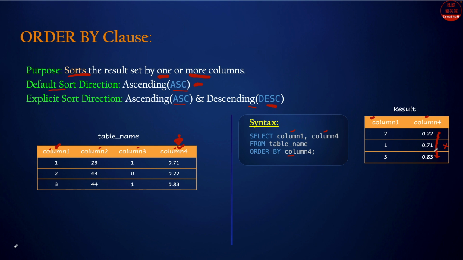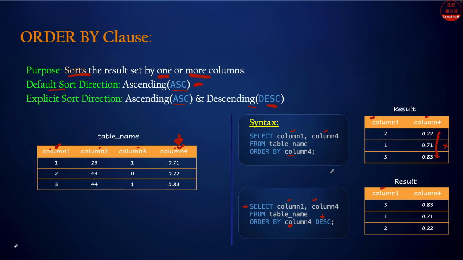Now you want to do it in reverse. Let's say you want to sort the table, but it should be in descending order. How will you do that? Again, you will write your SELECT statement. You will take column 1 and then column 4 from the table name, and you will say ORDER BY using column 4, but here you will mention explicitly your keyword. Your keyword here is DESC, which describes descending order. So let's see the results.